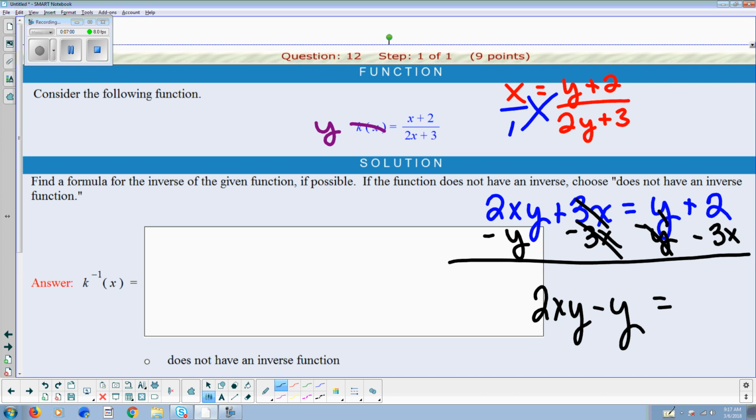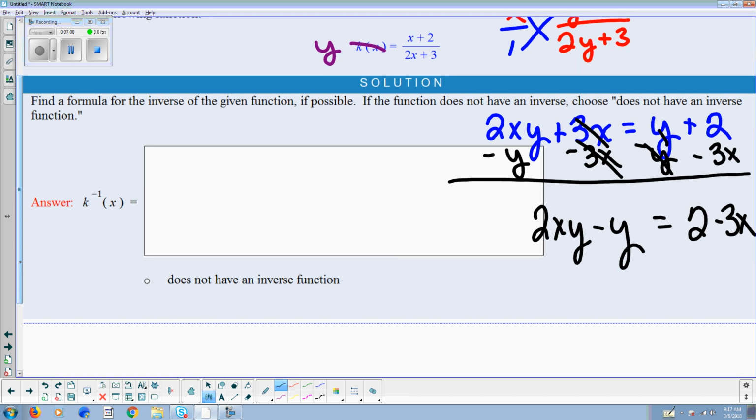On the right side, I end up with 2 minus 3x. Okay, on the left side, again, the goal is to get the y alone. So what I will do is factor y as a GCF on the left side, so that both terms contain y. Factoring it out, I'm left with quantity 2x minus 1.